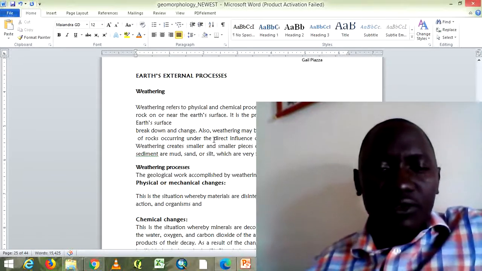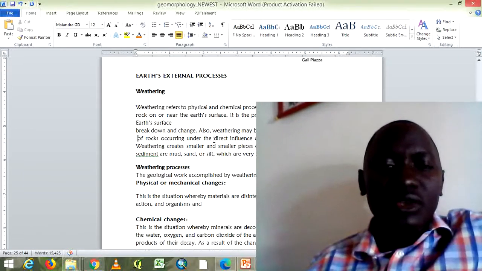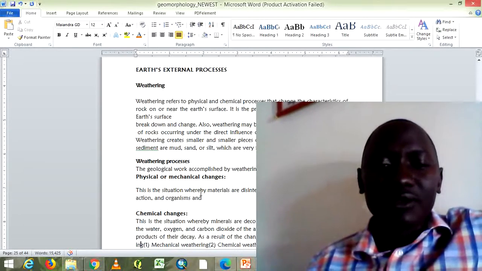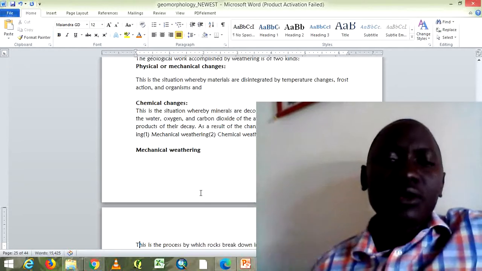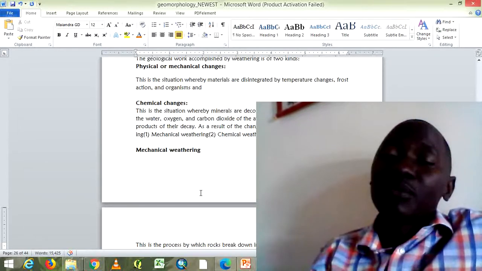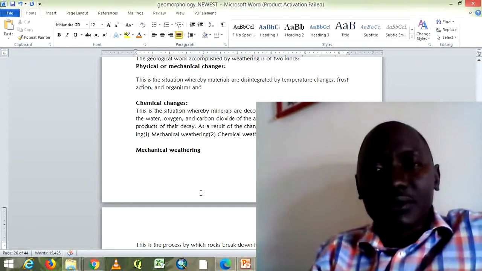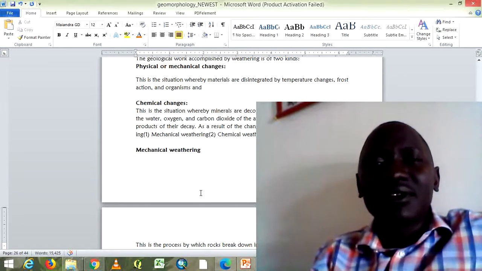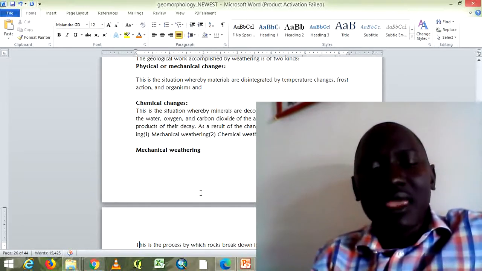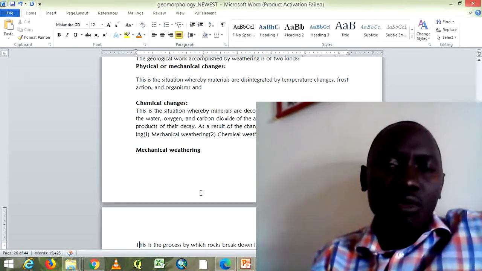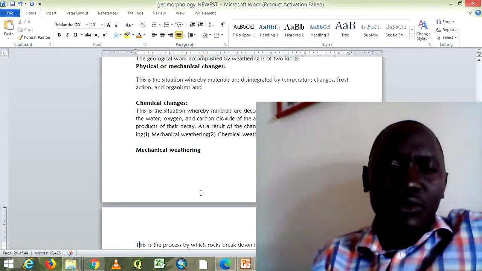The physical processes are the ones which do not involve any change in the chemical properties of the rock. If the original rock which has undergone this process was limestone, after disintegration it remains limestone. If the original rock was gneiss, after disintegration it remains gneiss. So nothing changes in its chemical properties. These physical processes are quite several, and we shall look at them.